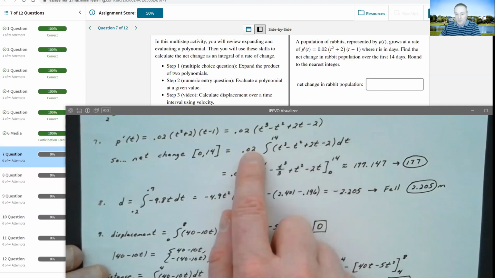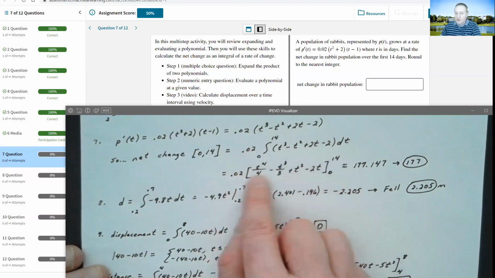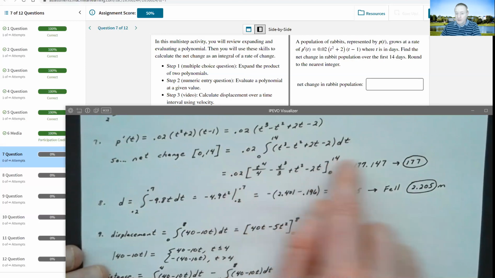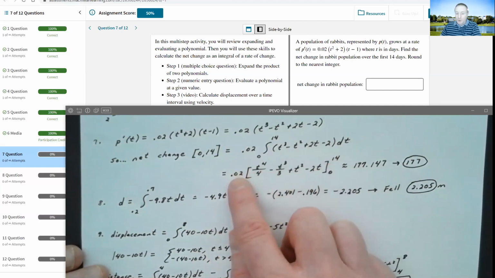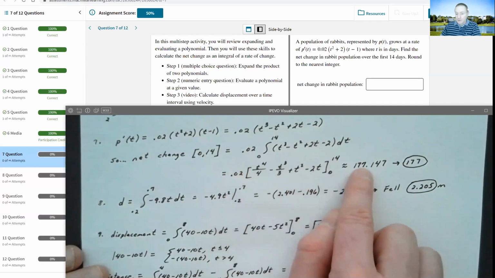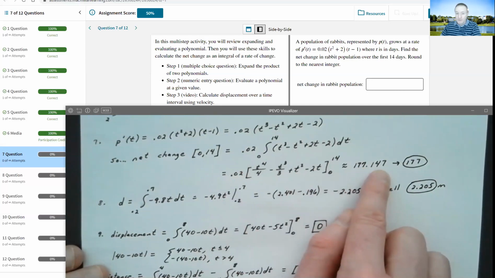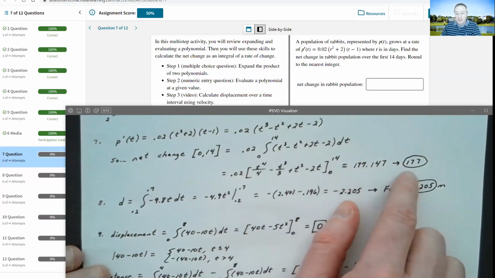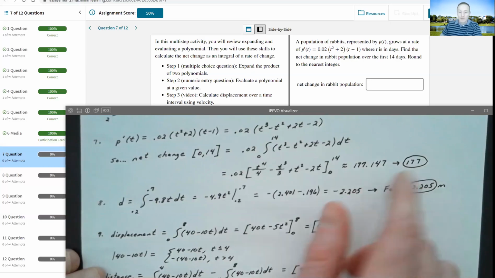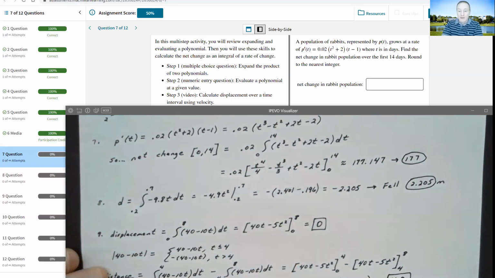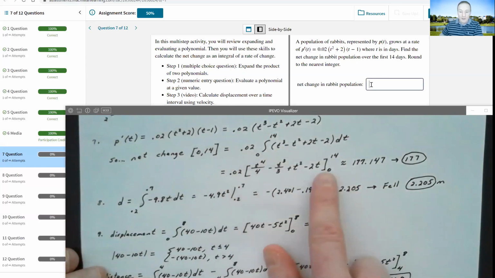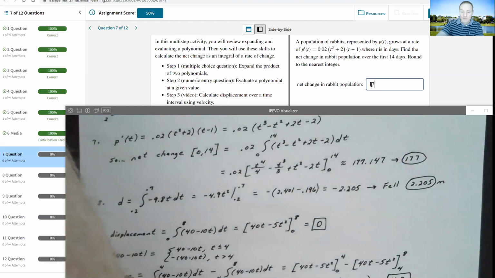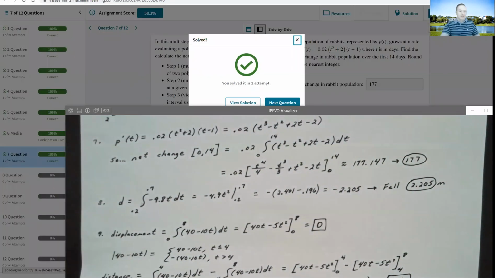Much easier this way. So now, when you evaluate this function at 14 and then multiply by 0.02, you're going to get the answer of 177.147. The problem said round to the nearest integer, so obviously in my case, that's going to be 177. Now, keep in mind, I didn't even worry about the lower limit because that polynomial evaluated at 0 is going to be 0. Should just get the 177. And it says absolutely for number 8 here.